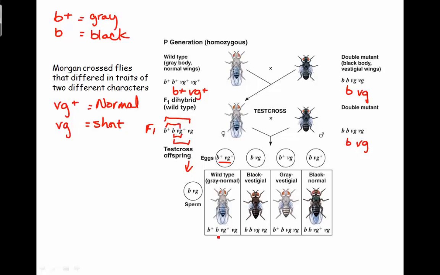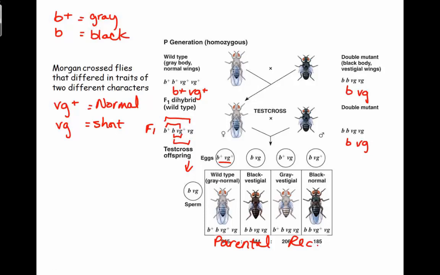Well, the first two boxes here will be our parentals, and these over here would be our recombinant ones. Okay, so we've got two boxes representing parentals, two boxes representing recombinants. And we would expect that basically we'd have 25% of our offspring in each one of these boxes.